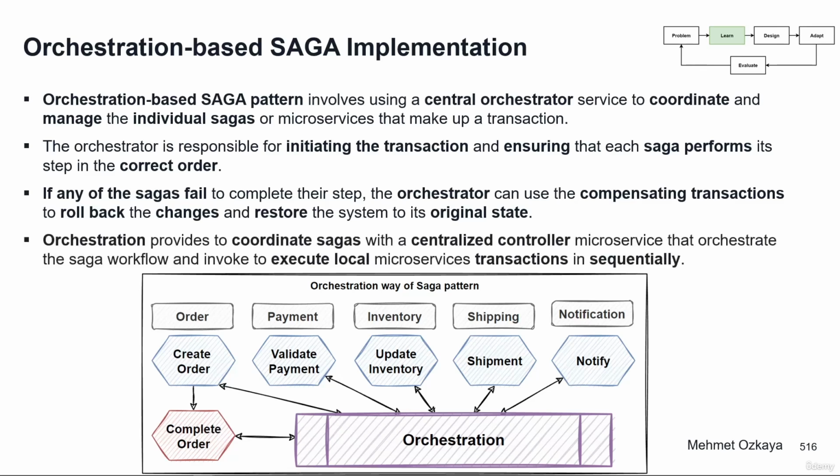So orchestration provides a way to coordinate SAGAs with a centralized controller microservice. This centralized controller microservice orchestrates the SAGA workflow and invokes local microservice transactions sequentially. The orchestrator microservice executes the SAGA implementation and SAGA transactions and manages them in a centralized way, and if one of the steps fails, then it executes rollback steps with compensating transactions.